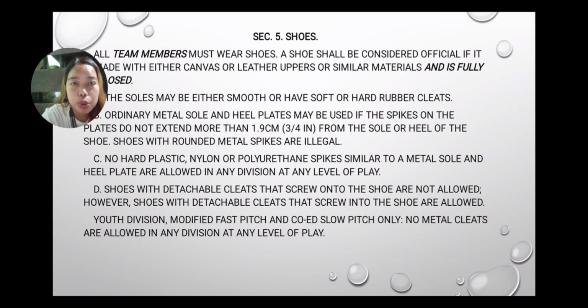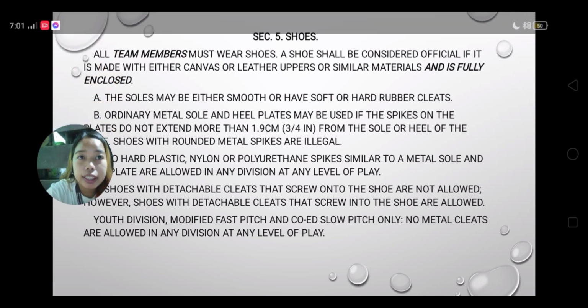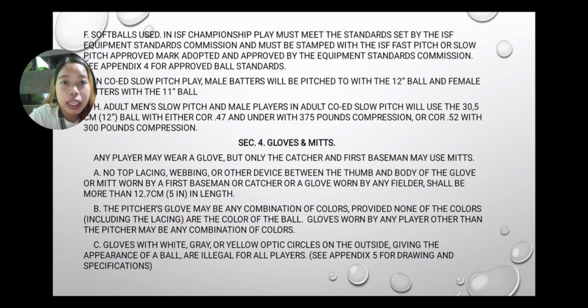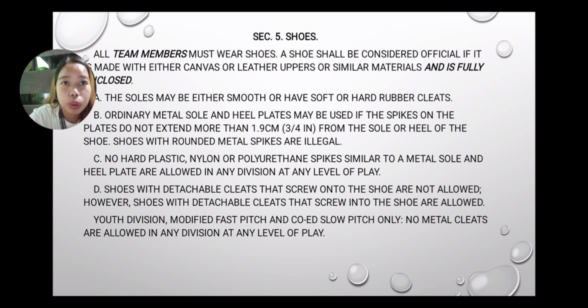Section number 5, the shoes. All team members may wear shoes. A shoe shall be considered official if it is made with either canvas or leather uppers or similar materials and it is fully enclosed. The soles may be either smooth or have soft or hard rubber cleats. Metal sole and heel plates may be used if the strikes on the plates do not extend more than 1.6 millimeters from the sole or heel. Shoes with rounded metal spikes are illegal. No hard plastic. Shoes with detachable cleats that screw onto the shoe are not allowed.